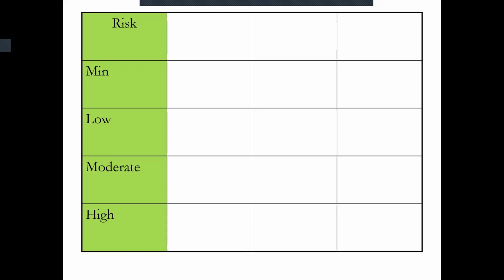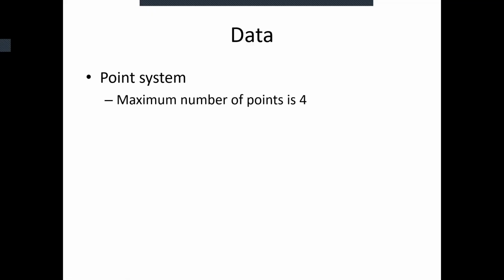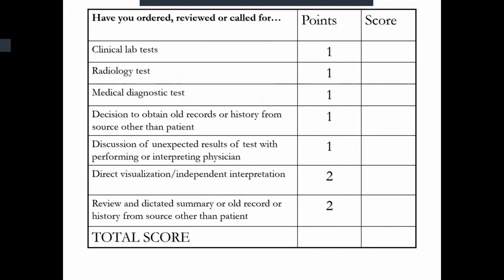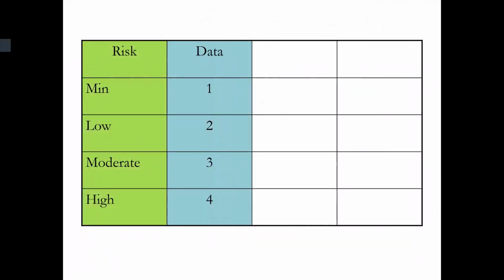We're going to create a table to calculate the risks, the data, and the diagnosis. So the maximum number of points for any one category is going to be 4. So it's very simple to get to 4 points. For every clinical lab value that you order, you get 1 point. If you're doing your own interpretation, you get 2 points. So you'll table it out 1 through 4.